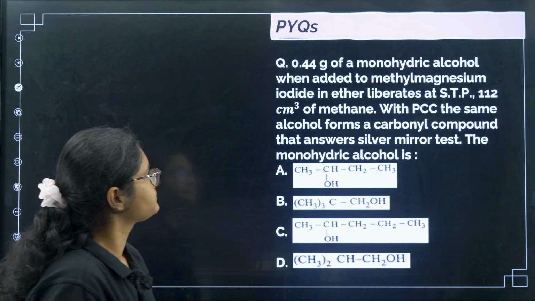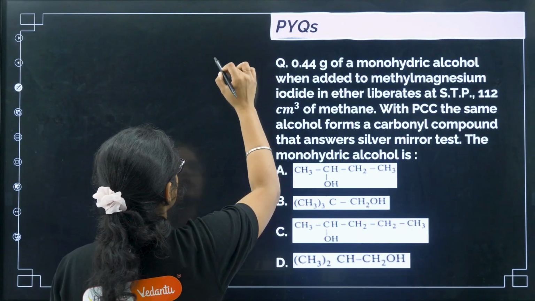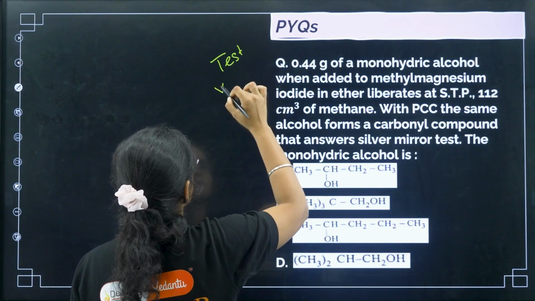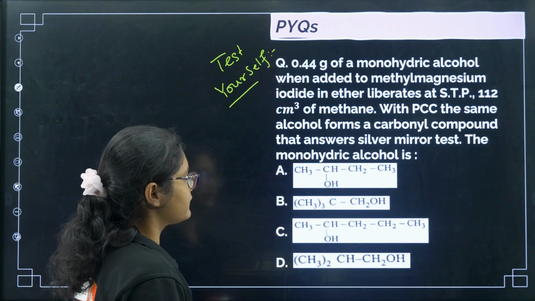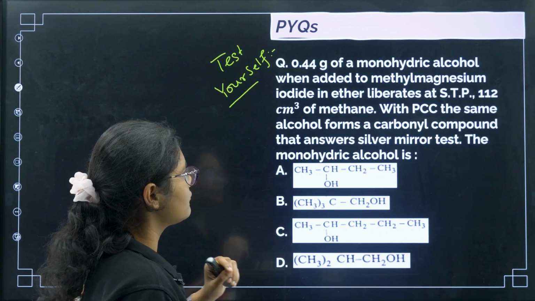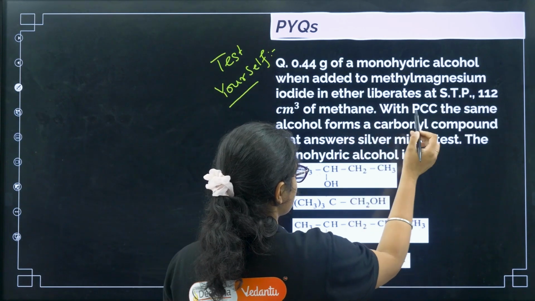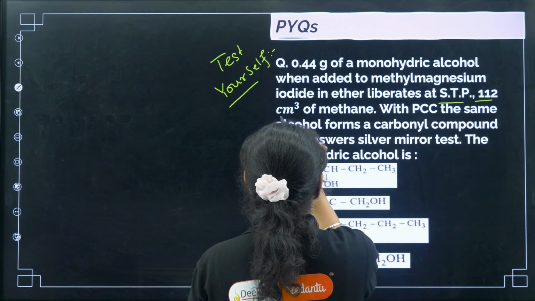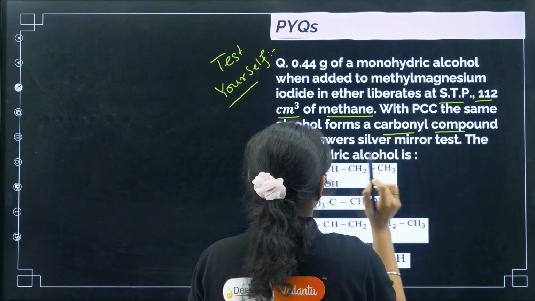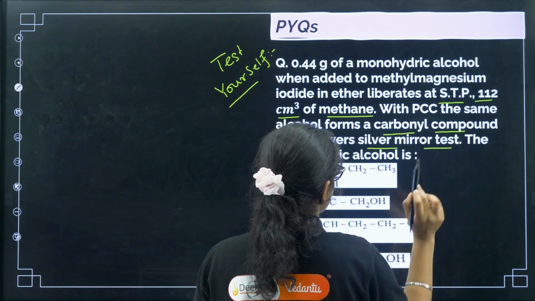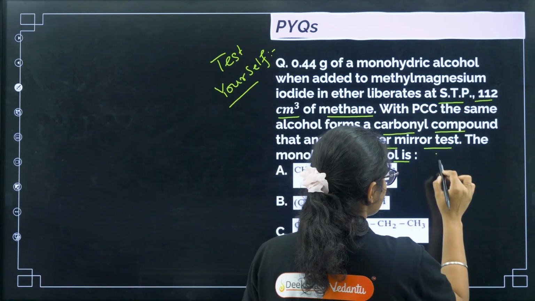Fine, next question, okay. So this question is for yourself, test yourself question. So this is also a PYQ. The question I'll read, okay. 0.44 gram of a monohydric alcohol when added to methyl magnesium iodide in ether liberates at STP 112 centimeter cube of methane. With PCC, the same alcohol forms a carbonyl compound that answers to the silver mirror test. The monohydric alcohol is.